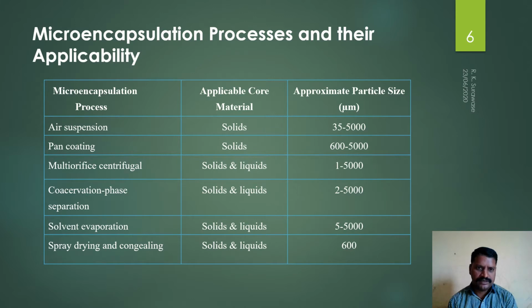Then pan coating. Same, this method is applicable for solid cores, and the approximate particle size will be 600 to 5000 micrometer. Then multi-orifice centrifugal, solid and liquid.